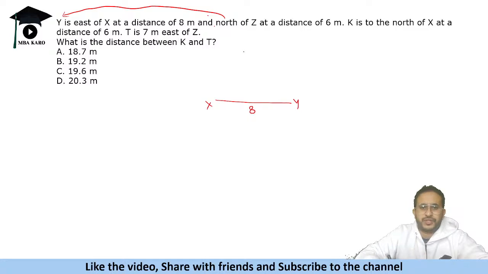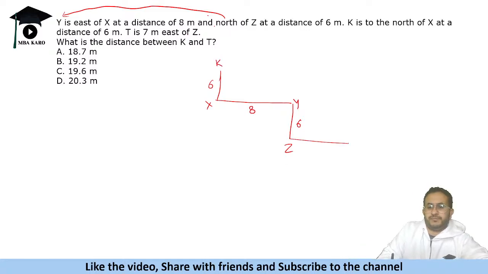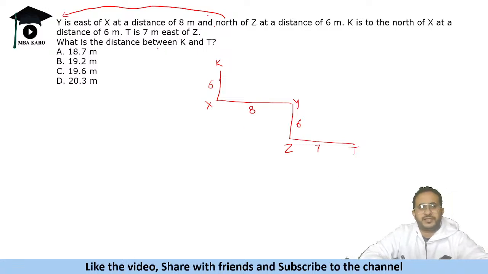Okay, so we know that Y is north of Z at a distance of 6. So this is Z. K is to the north of X at a distance of 6. T is 7 meters east of Z. We need to find the distance between K and T. So this is K, this is T.